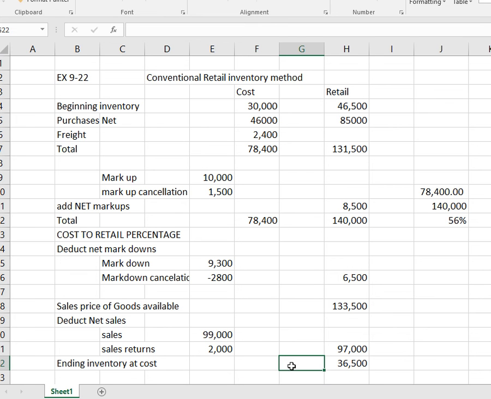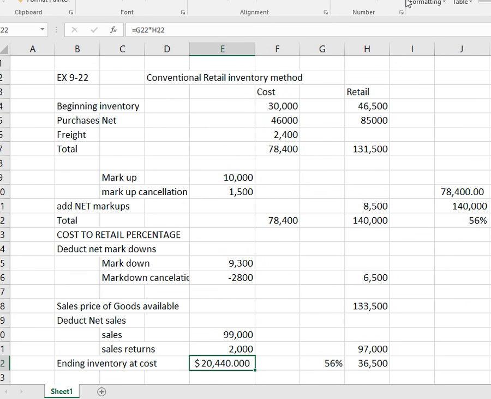36,500 times this by our cost to retail percentage to get our ending inventory at cost. And so this is our number we're looking for to find our ending inventory at cost. So hopefully this helped you a little bit with this problem.